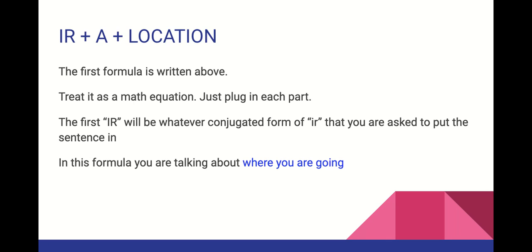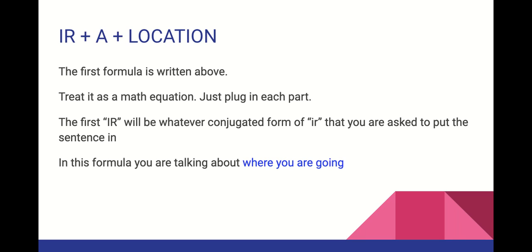So the first part of the formula is ir, which you're just going to replace with either voy, vas, va, vamos, vais, or van. So if I'm going somewhere, you would put voy. If you're going somewhere, you would put vas. If she's going somewhere, you would put va, and so on and so forth. Then you're going to include the letter a for to. Okay, so voy a, I'm going to.